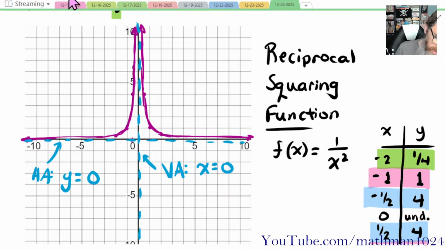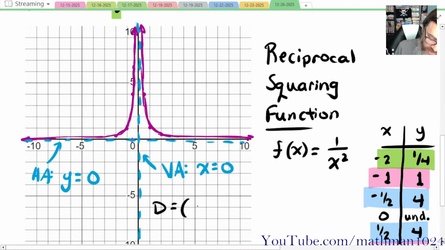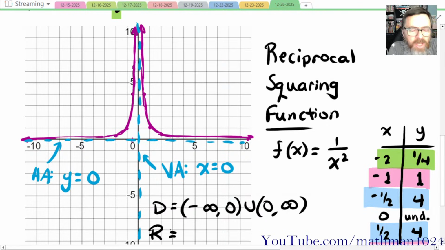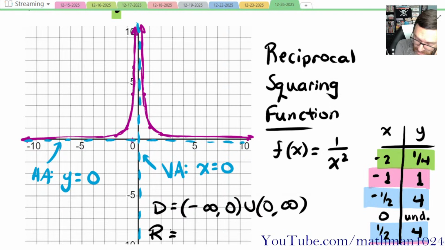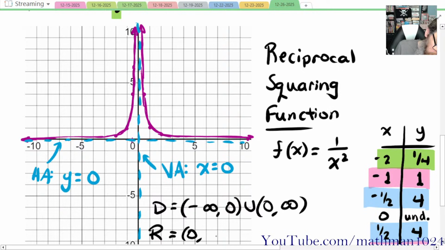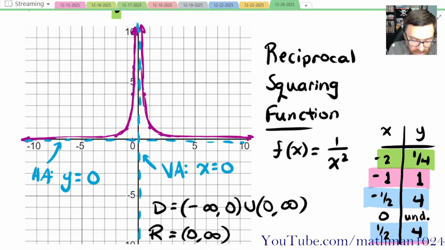So let's quickly toss up here my domain and range. So the domain, it's just like it was for the reciprocal function. It's everything but 0. Now your range is a little bit different because your range has nothing that's negative. Everything here is positive. So it's coming from 0 and it goes up toward infinity. And we use parentheses on the 0 because we're never going to have a point on this graph that has a y-coordinate of 0. It never actually touches the x-axis.